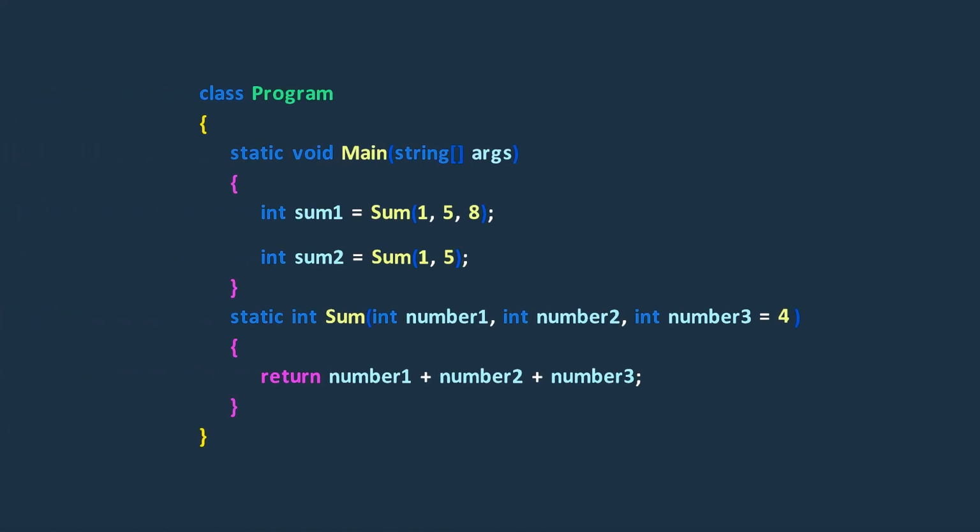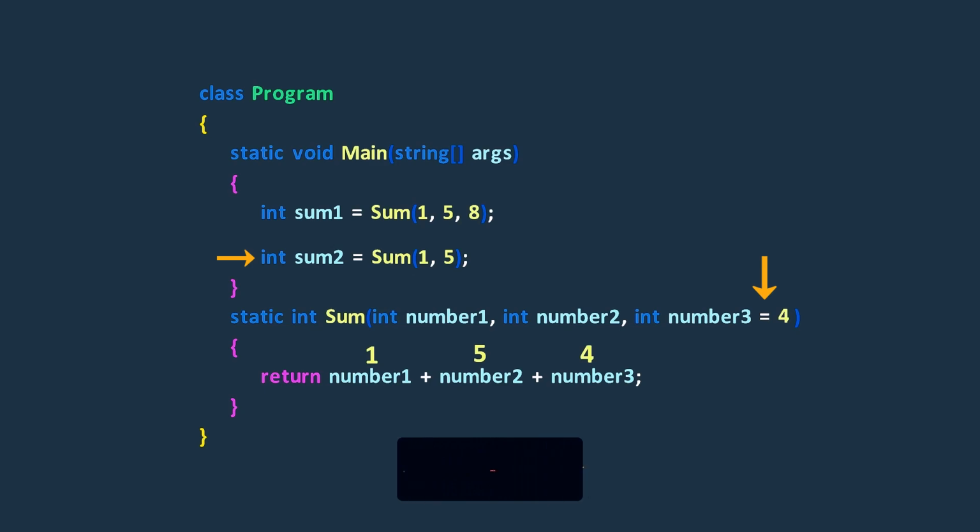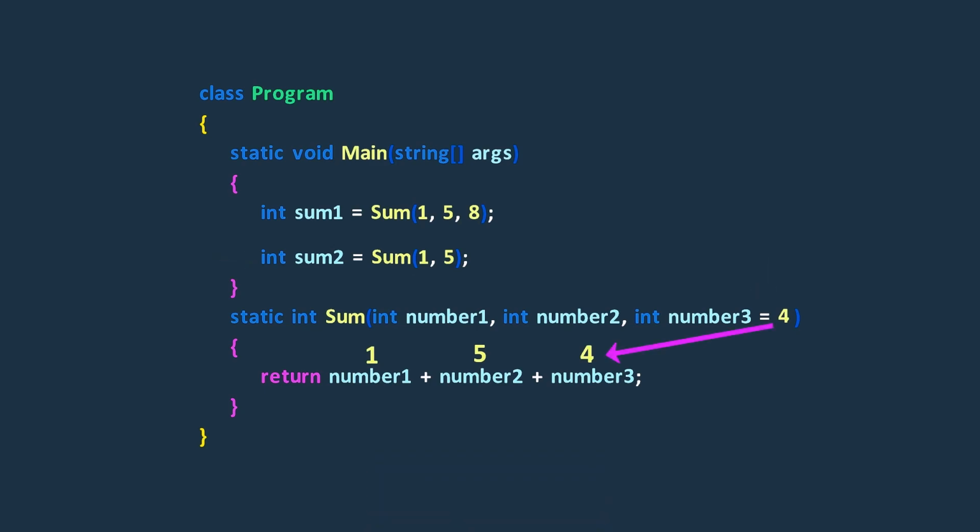Hello guys, welcome again. In the optional parameter lecture, we showed a method that adds 2 or 3 numbers together. To call the method with 2 arguments, we made the third parameter optional. As we said, when we call the method with only 2 numbers, the third parameter is not ignored by the compiler. Instead, it uses the default value we set for the optional parameter in the method signature.